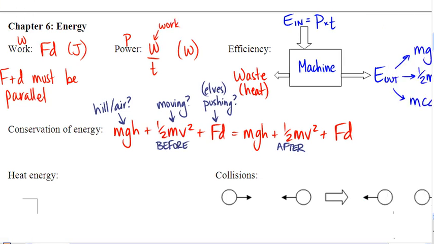Now on the after side, we can ask ourselves the same questions. Does the object end up on a hill or in the air? Does the object end up with some velocity, or does it end up moving? And the last one, is there somebody pushing backwards?